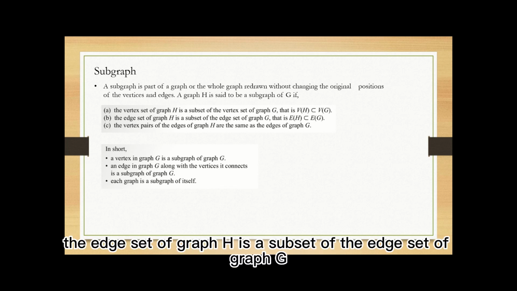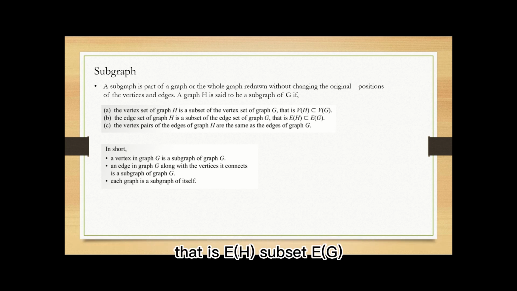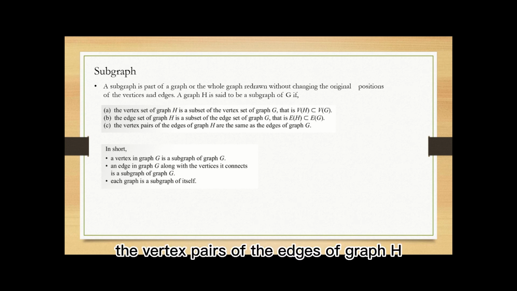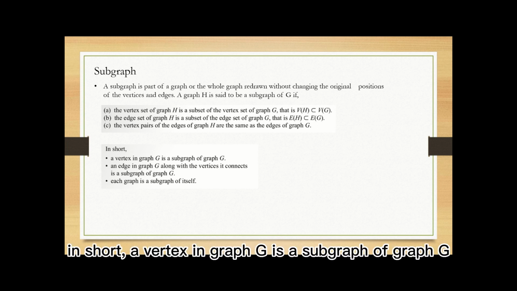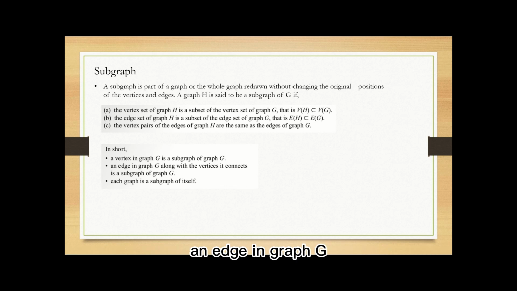The edge set of graph H is a subset of the edge set of graph G, that is E(H) is a subset of E(G). The vertex pairs of the edges of graph H are the same as the edges of graph G. In short, a vertex in graph G is a subgraph of graph G, and an edge in graph G, along with the vertices it connects, is a subgraph of graph G, and each graph is a subgraph of itself.